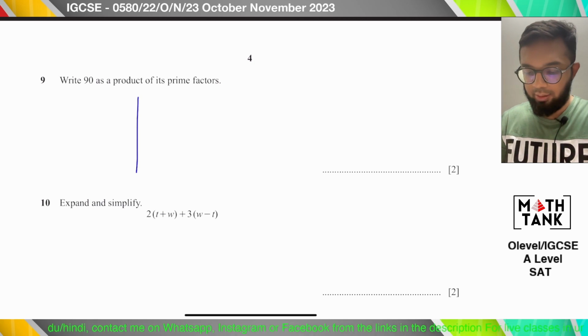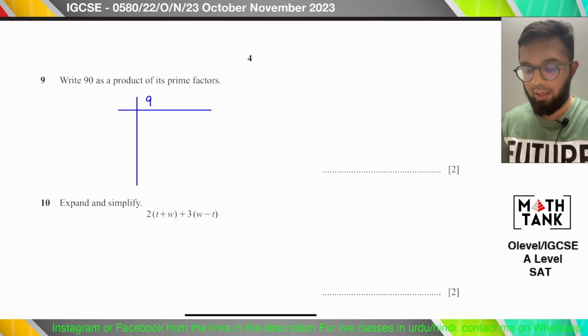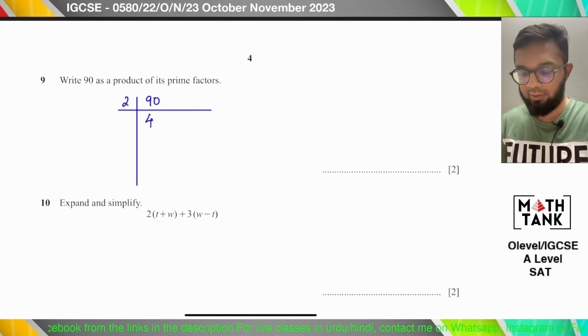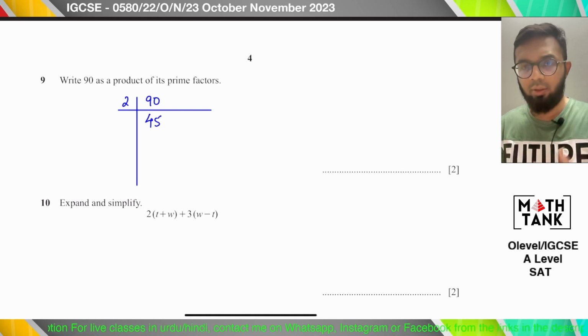Right, write 90 as a product of its prime factors. So you go into prime factorization, you start doing prime factorization like that. First, you divide by the smallest number that you know, 2. Does it divide by 2 again? No, it doesn't. So you go on to 3.